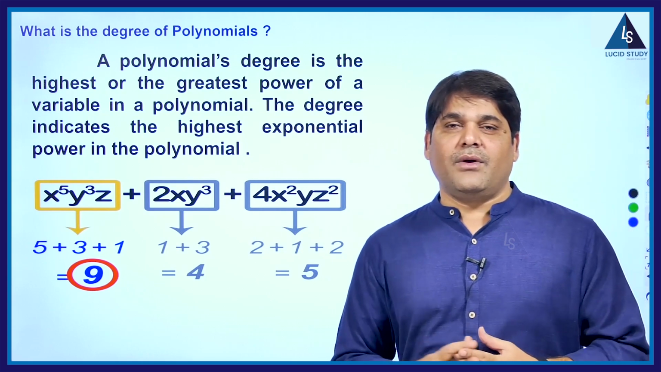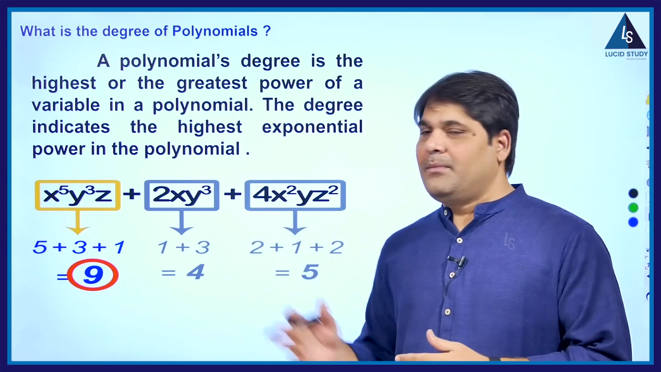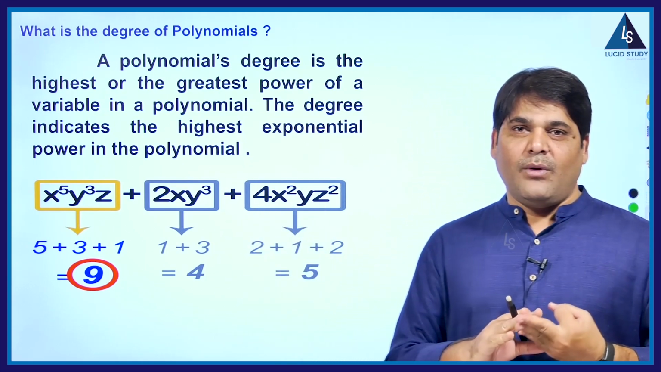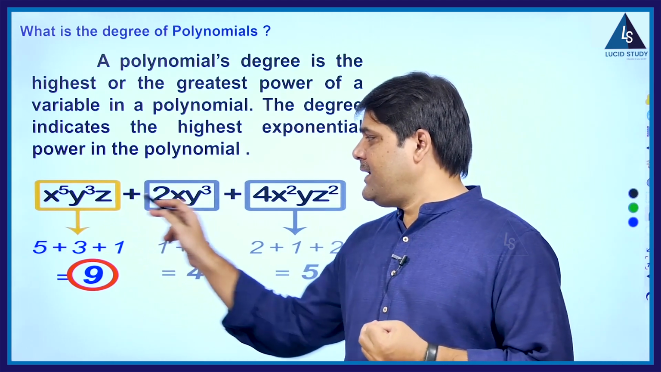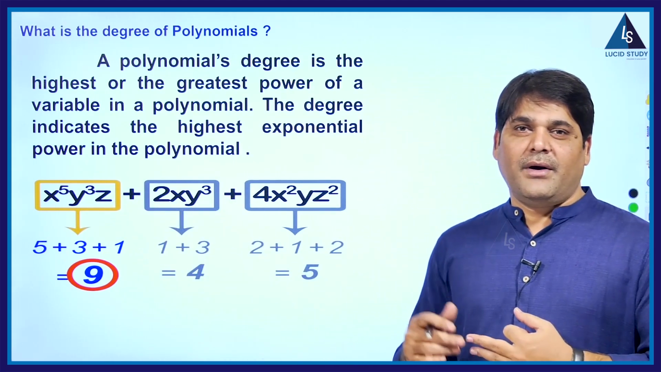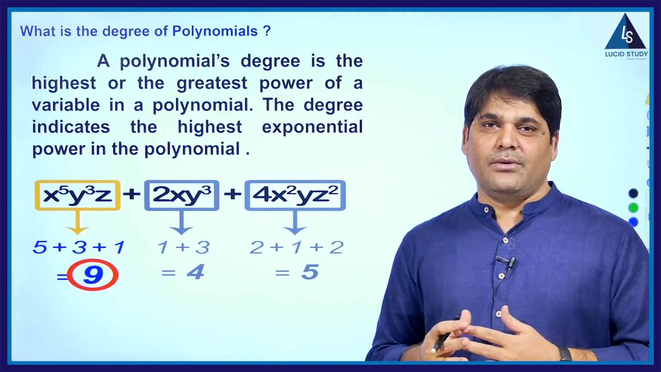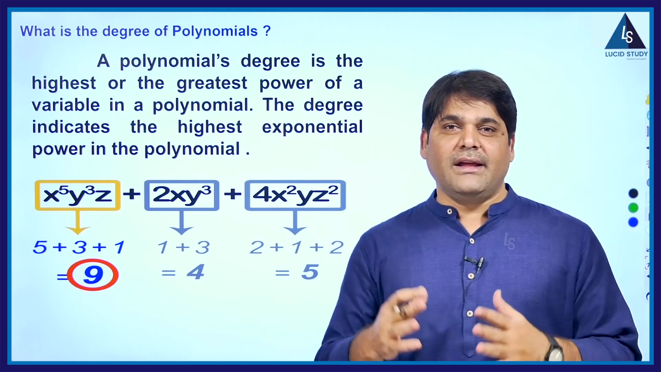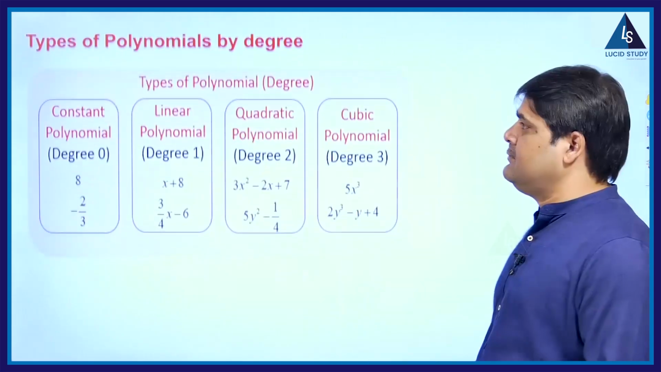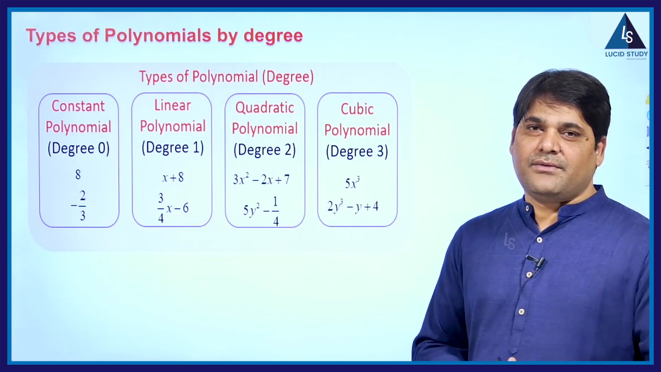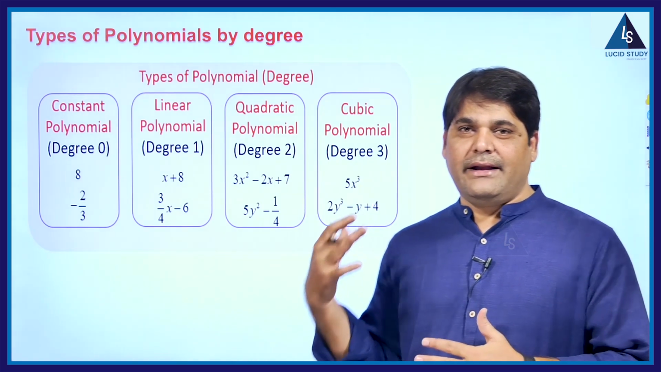Okay, and here one more thing, this is a polynomial with 3 variables. What are the 3 variables? We have x, y, z. Okay, this is a polynomial in 3 variables, but in this session we are going to discuss polynomials with only one variable. Okay, now types of polynomials according to their degree.